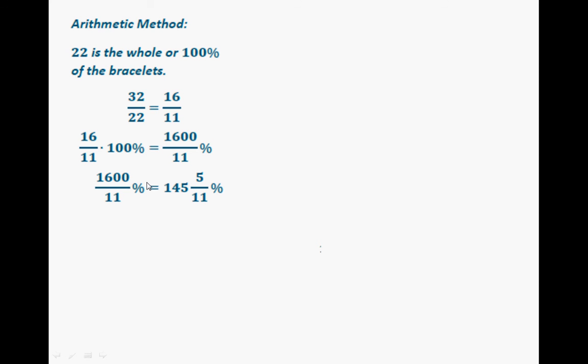Now we're going to convert that back into a mixed number. 11 goes into 1600 145 times, with 5 left over, so it's 145 5/11%. And you can leave it like this. You do not need to convert, since it's a repeating decimal, we want to make sure we have an exact answer, so we're going to keep this in fraction form.